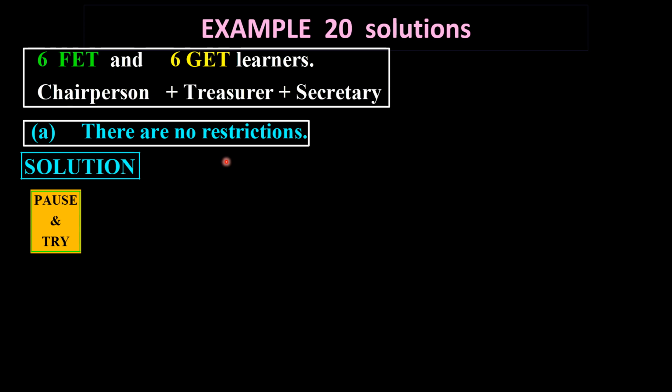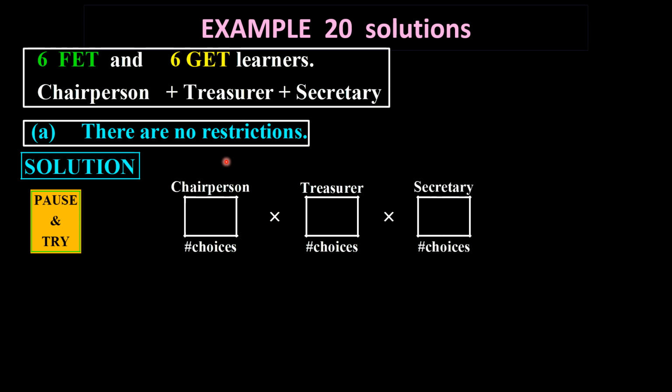Okay, so let's look at your solutions now. We want to choose a chairperson, a treasurer, and a secretary, right? And there's no restriction. So how many people do we have available to be chairperson? It can be any of the 12. So 1 person has already been elected. Then to be treasurer, it can be any of the 11. So already 2 people have been elected, and the remaining position can then be filled by any of the other 10.